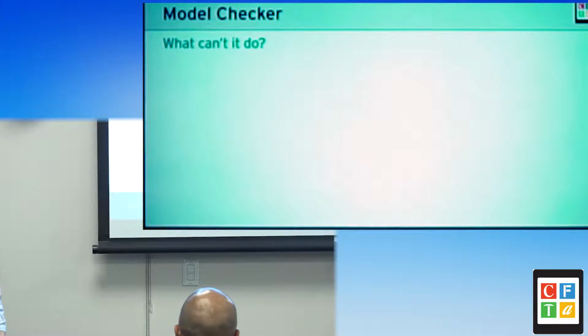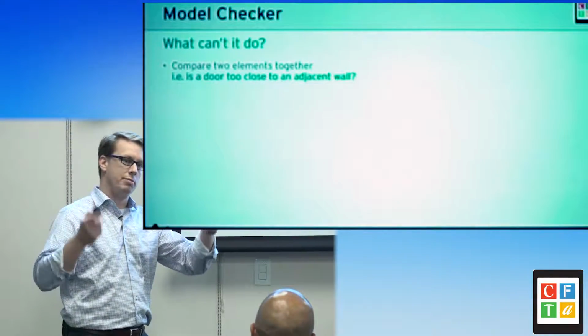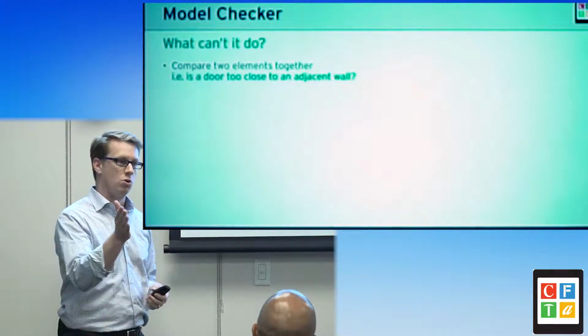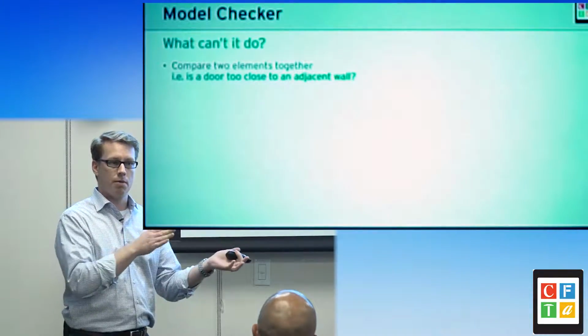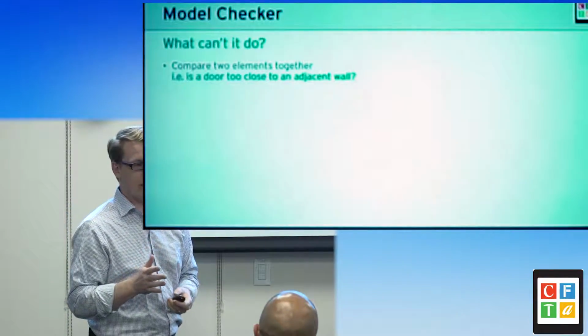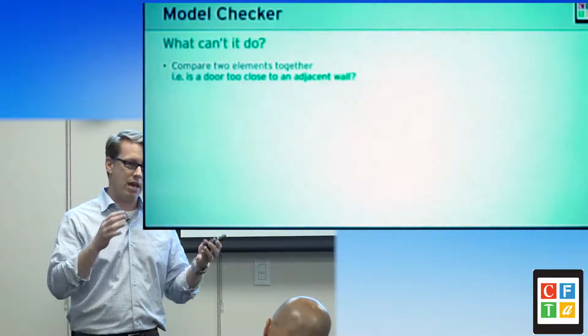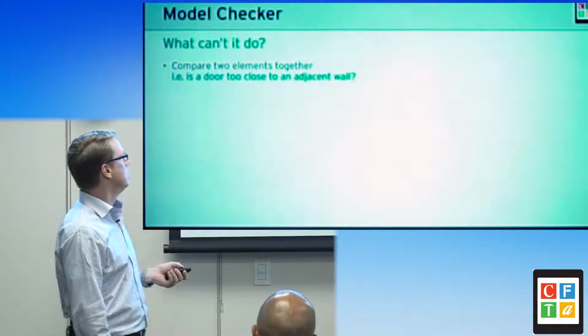All right, what can't it do? It's really just a couple things it can't do. It can't compare two elements together. So I use this example right here. It can't tell me if that door is too close to the wall, right, an ADA code check. It can't really compare those together. It doesn't have that capability. And really, it's not because the model checker couldn't do that. It's because the Revit API, or the programming interface, doesn't allow for things like that.